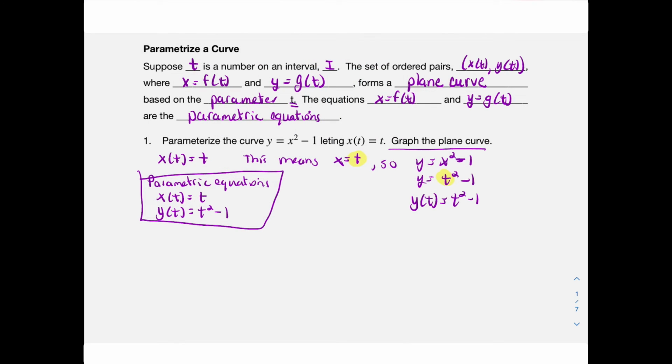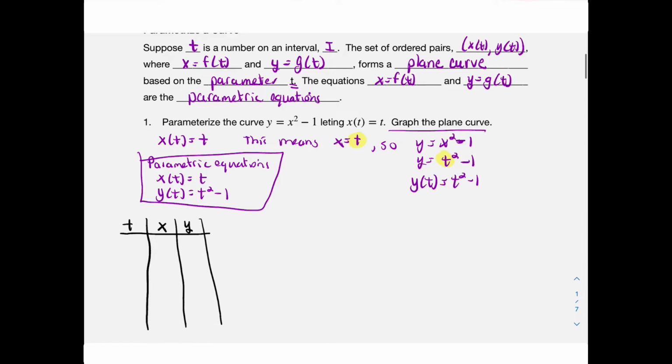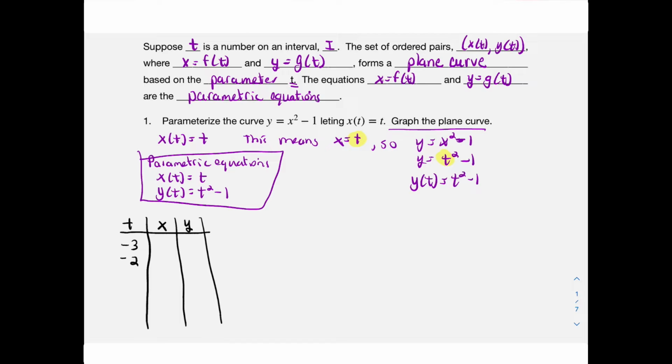Now let's look at sketching the graph of a parametric curve. The easiest way to sketch the graph of a parametric curve that we will be doing this year is just making a table of values. Remember, that's how you first started graphing rectangular coordinates. So we're going to pick some values of t. I'm going to choose -3 to 3. No real reason, just chose those values.